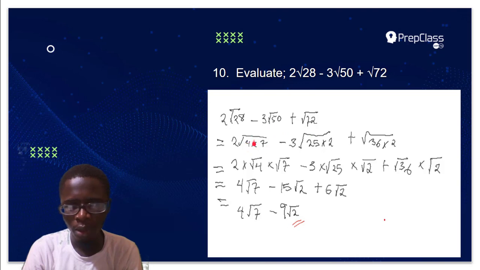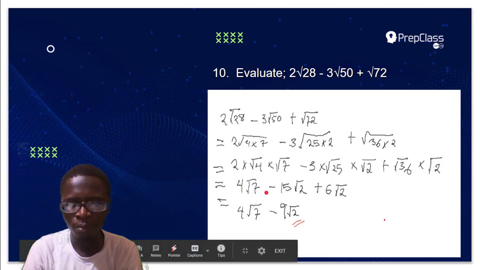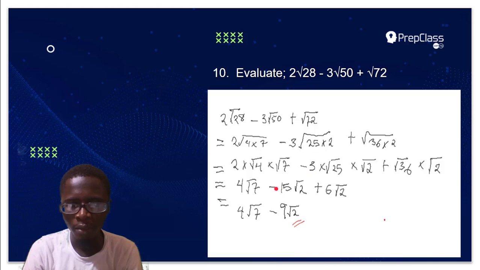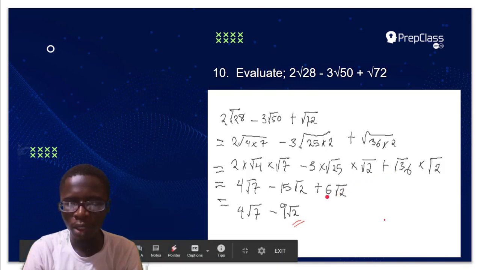So this can be broken according to the laws of surds. This is root 4 times root 7. So they just share this like an umbrella. Everybody takes their own share. So root 25 times root 2, root 36 times root 2, like that. So root 4 is 2, 2 times 2 is 4, so we have 4 root 7. Root 25 is 5, 5 times 3, we have minus 15. Root 36 is 6, so we have it here, and root 2.